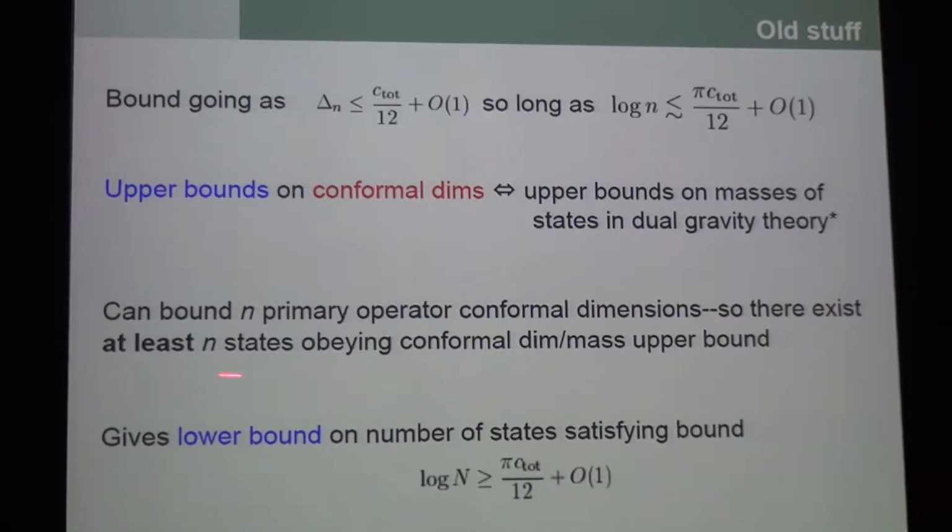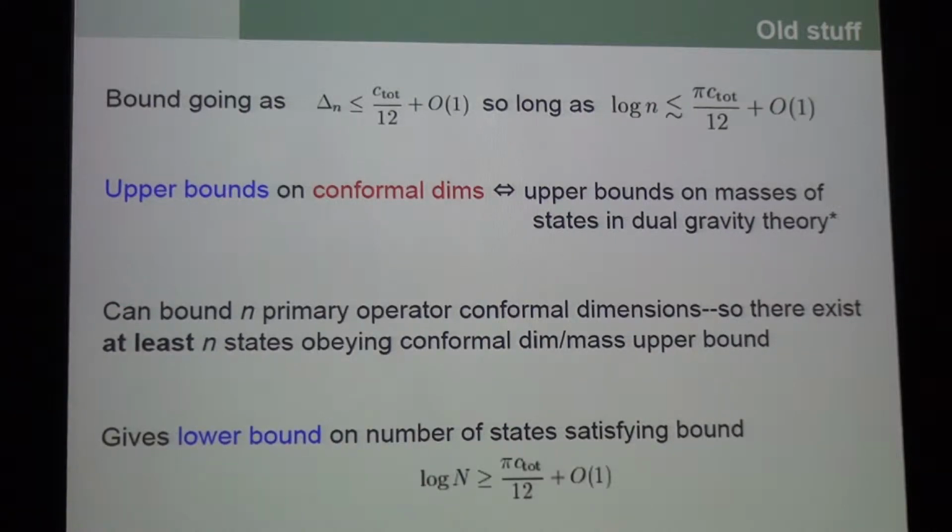Right, so the result was that we found a bound going as delta n less than or equal to C total over 12. That's a total central charge, C left plus C right, so long as the n in our delta n obeys this equation. As far as we were able to tell, that is just a relic of our method of proof, or at least that's what it seemed like initially. If we assumed this, then we could derive bounds on delta n all the livelong day.